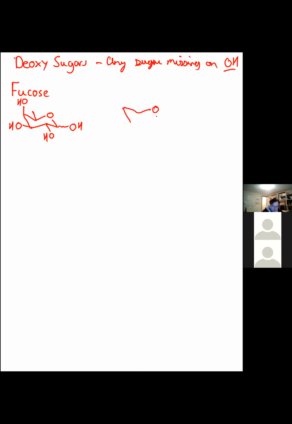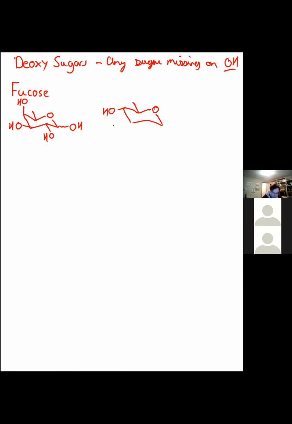The other one that you see a little bit of is rhamnose. I don't know much about rhamnose. I know it shows up in broccoli, so we obviously eat it. But in these cases, these are both C6 deoxy sugars. But you also see quite a few C2 deoxy.